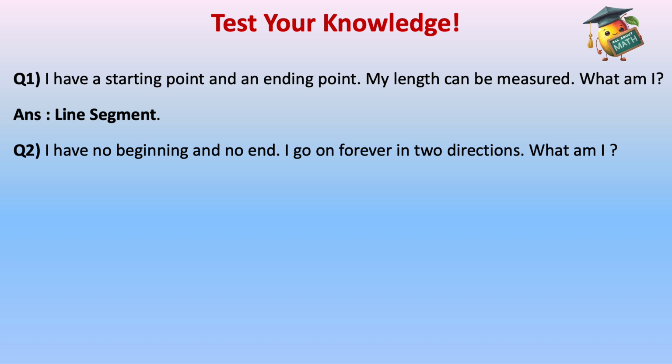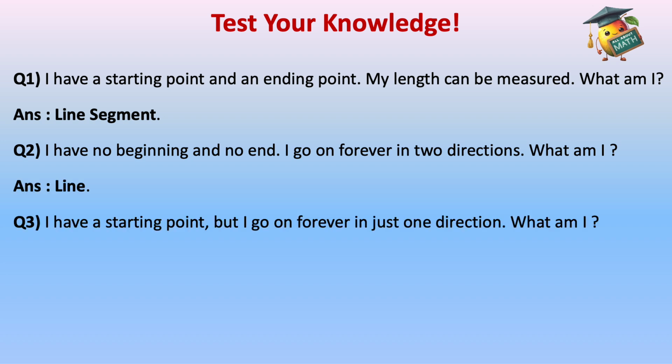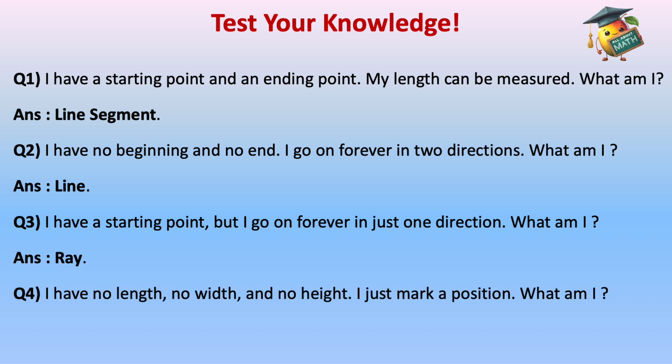I have no beginning, no endpoint. I go on forever in both directions. What am I? Goes on forever in two directions, so two directions is a line. I have a starting point but go on forever in just one direction. What am I? One direction, one arrow, it's a ray.